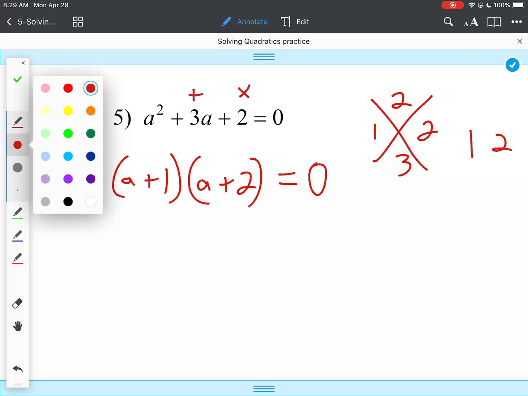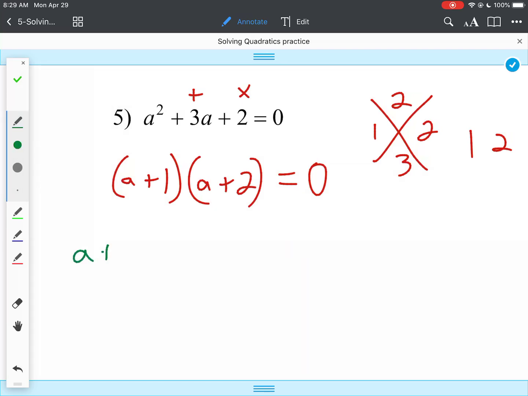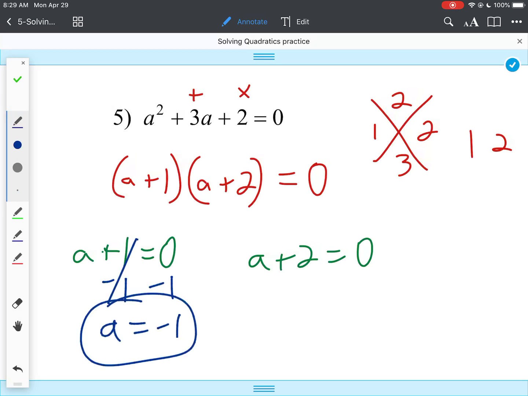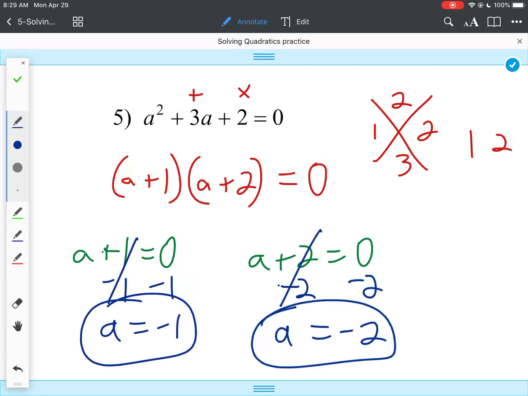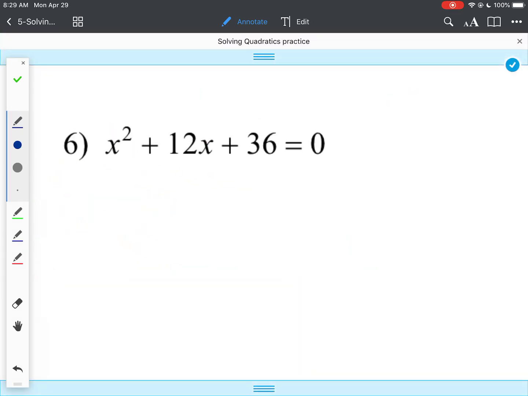Now we split these up into two different equations. Okay, just like that. Okay, and then you solve. Subtract 1, let's get a different color. Subtract 1 on both sides, cancel that out, a equals negative 1. Okay, subtract 2 on both sides. Cancel that out, you get a equals negative 2. Okay, we'll do one more.